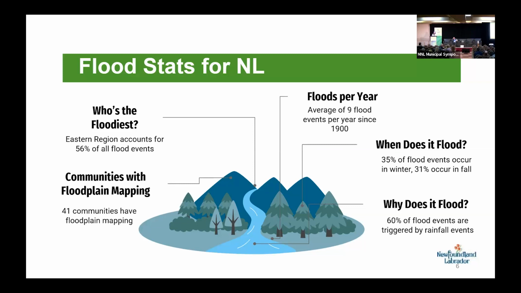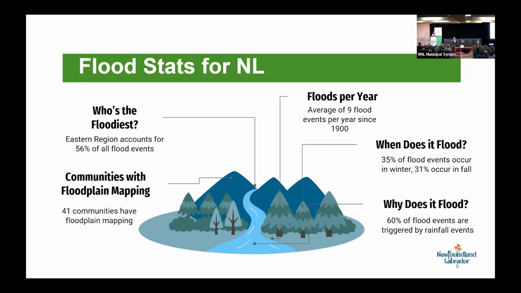A few more stats. Who's the floodiest of them all? In our inventory, 56% of all flood events are in the eastern region, followed closely by the western region, and central has the least. We're averaging about 9 major flood events per year since 1900. Some years have a lot more than others. I think when Igor tore through, there were 70 flood events in individual communities. So it does vary from year to year.